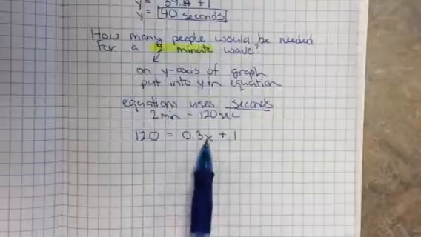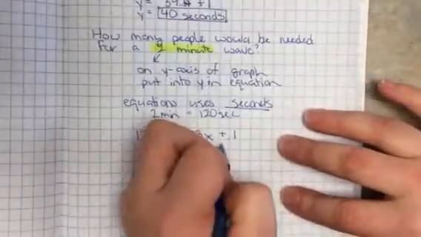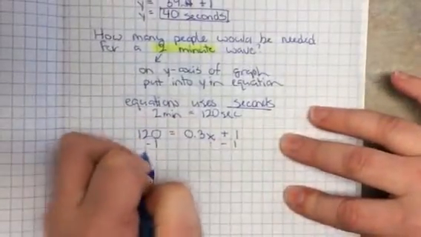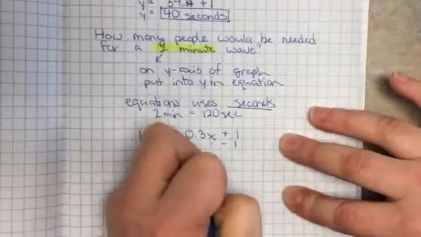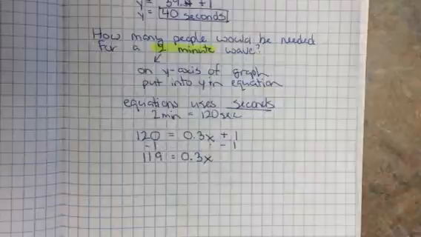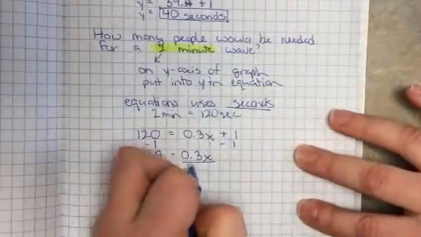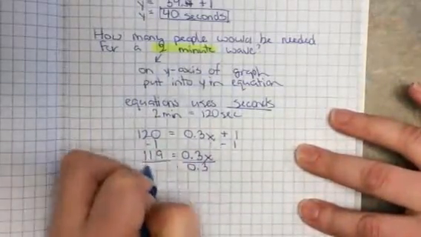So what should I do to solve this? Yep, subtract 1. Subtract 1, you get 119 equals 0.3 times x. Now what? Divide by 0.3 on both sides. You're quick today. What did you get? Tell us.